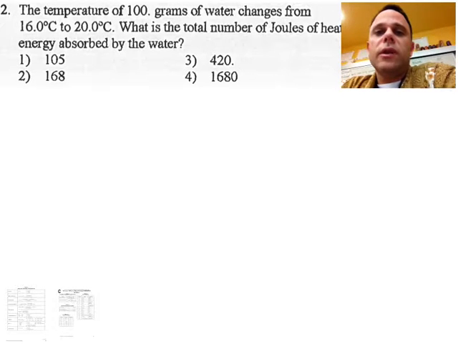Question 12. Now these gave everyone fits. Let's go through it. The temperature of 100 grams of water changes from 16 degrees Celsius to 20 degrees Celsius. What is the total number of joules of heat energy absorbed by the water? So we're talking about an energy change. We are talking about our formulas related with heat. Let's take a look at them.